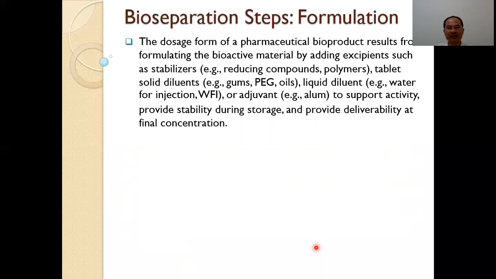Such as for a pharmaceutical product, after you get the purified active pharmaceutical ingredient, maybe you would like to form a tablet. You have to add some excipient such as a stabilizer. You use the stabilizer with compounds like polymer, gum, PEG, or oil, and water, something like that, mix them together, and then you get the tablet. This is the final step for formulation.